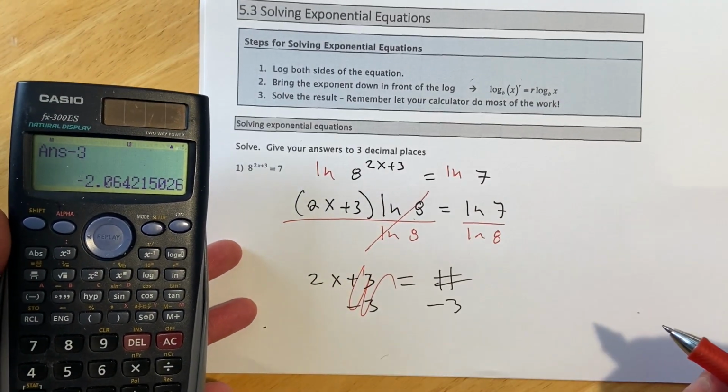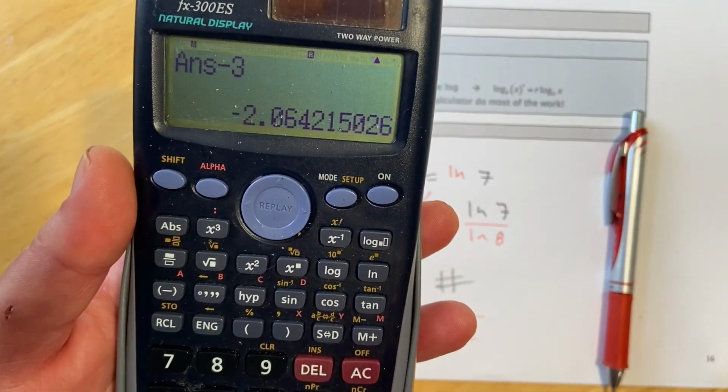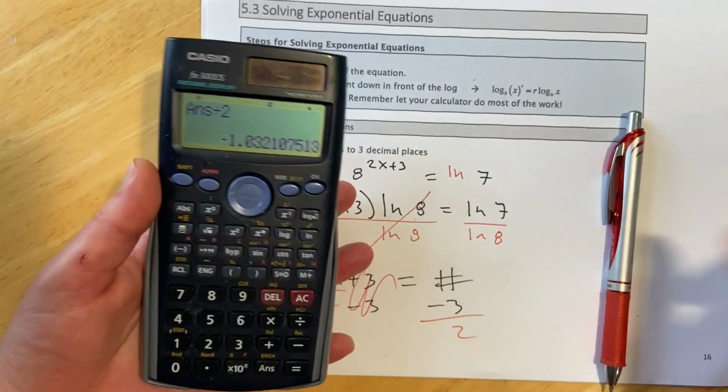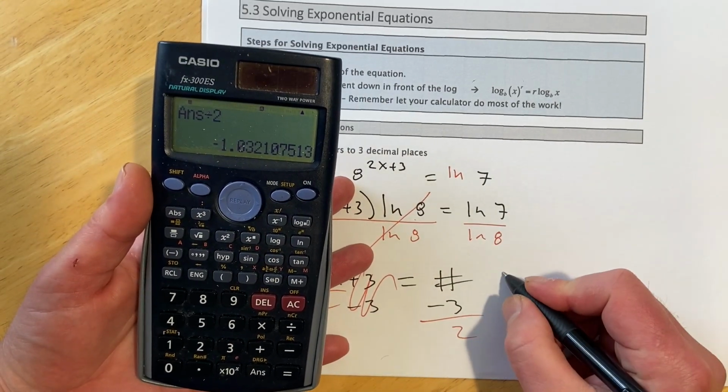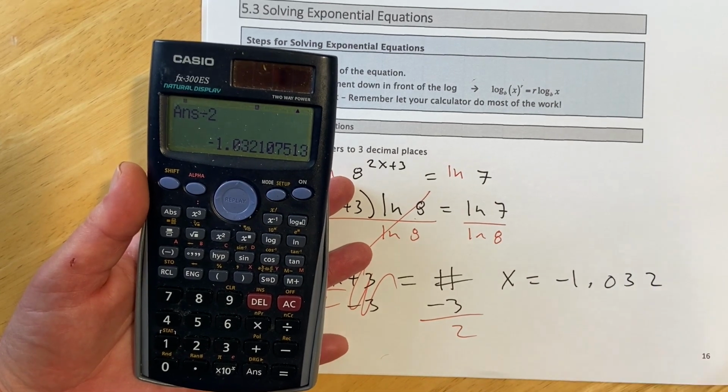Cool, so now that's done. And then the next thing I do is divide by 2. Okay, so again, having it do it for me, so divide by 2. And then there's my answer. So I got x equals negative 1.032 to 3 decimal places.